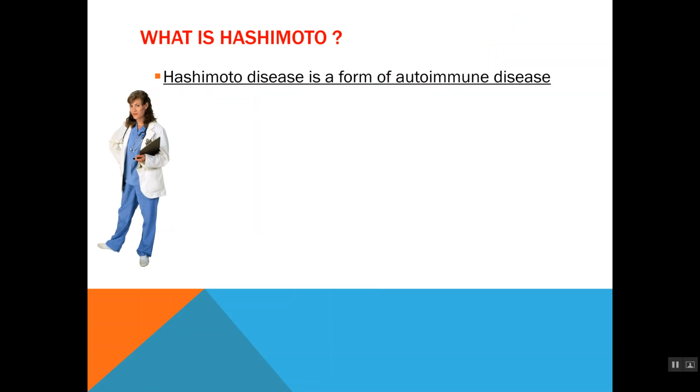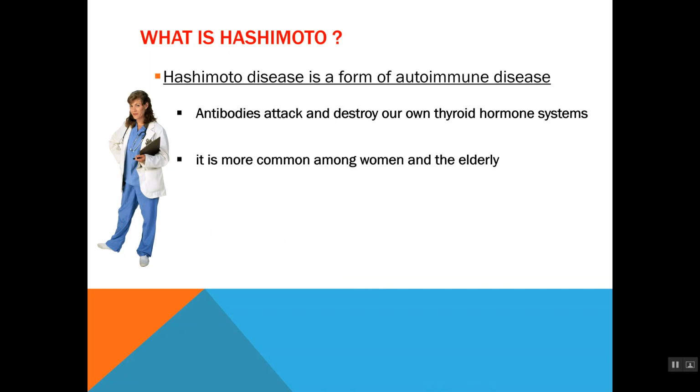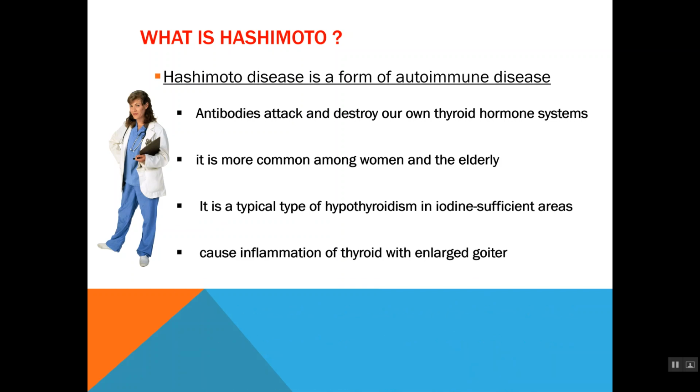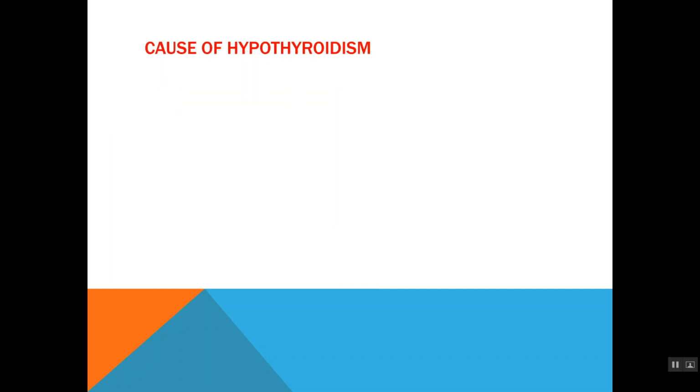Hashimoto disease is a form of autoimmune disease which disorders thyroid cells by cell and antibody-mediated immune process. It is more common in women and the elderly. It is a typical type of hypothyroidism in iodine sufficient areas. It can also cause inflammation of the thyroid with enlarged goiter.